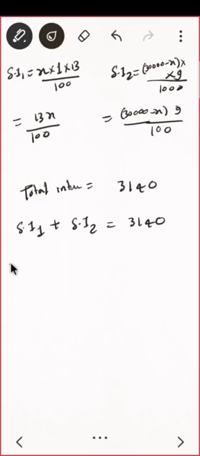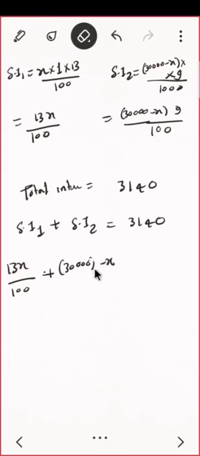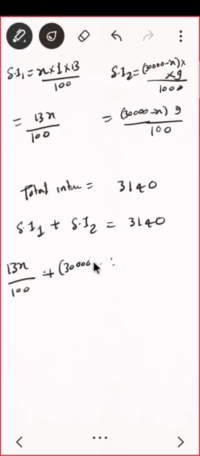So this is 13x upon 100, plus this is (30,000 minus x) into 9 upon 100, and that is equal to 3140. What is the first thing you will do here?